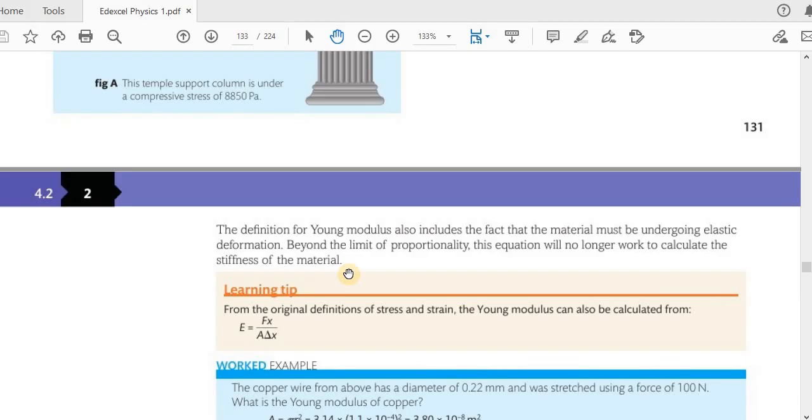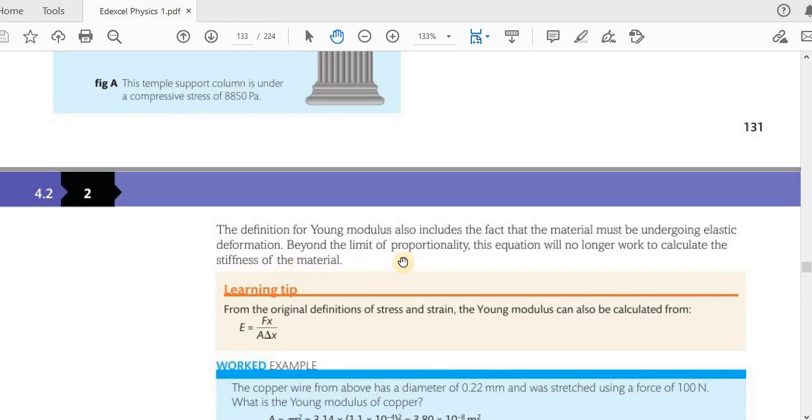So remember, up to the elastic limit, when the deforming force is removed, it returns to its original shape. But beyond the elastic limit, if you apply a force so that it goes beyond it, it is no longer elastic, it becomes plastic, which means when the deforming force is removed, it doesn't return to its original shape. So we say it has permanently deformed. It is plastic now. It's elastic if it returns to its original length when the deforming force is removed. If it doesn't, that is when you stretch it beyond the elastic limit, it's plastic. The definition for Young modulus also includes the fact that beyond the limit of proportionality, this equation will no longer work to calculate the stiffness of the material.